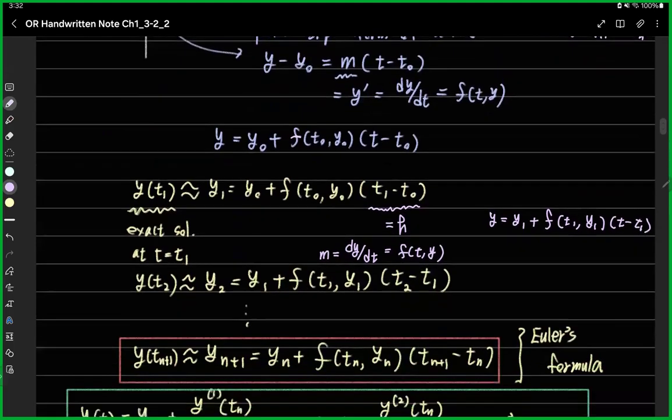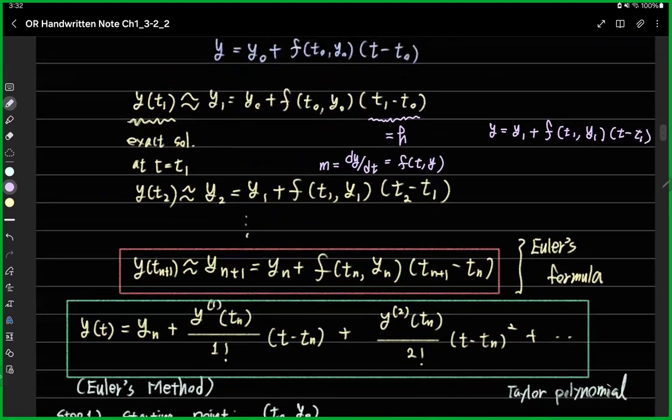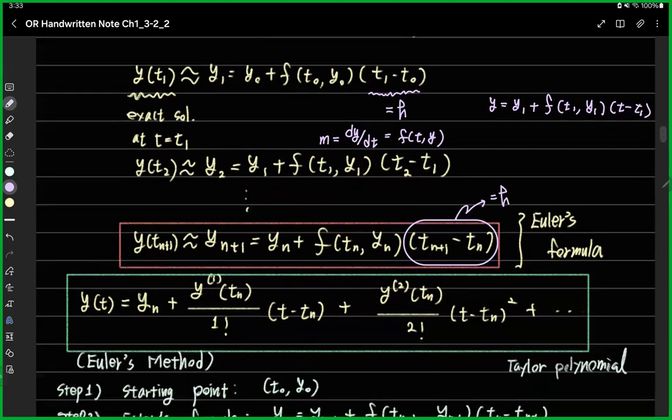Anyway, repeating this process, finally we get Euler's formula. The exact solution at T sub n plus 1 can be approximated by Y sub n plus 1, which is Y sub n plus f of T sub n, Y sub n, times H. This is equal to H. Now, this is the Euler formula.